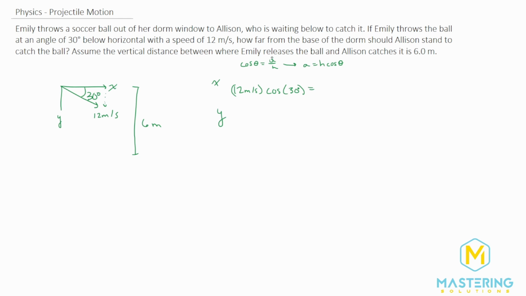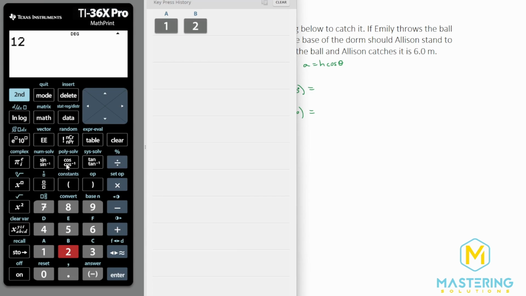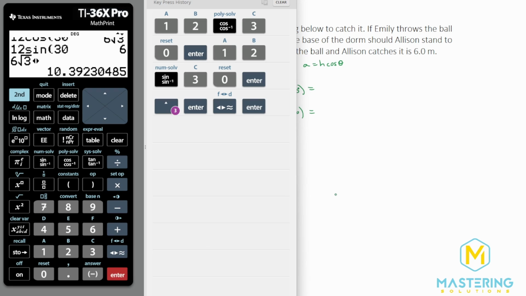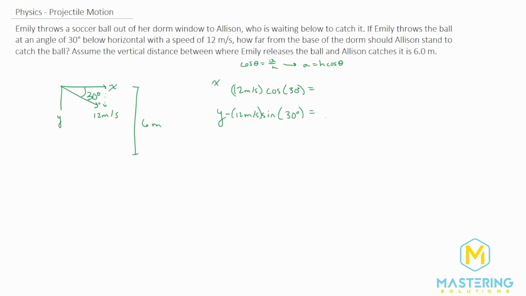The y component will be the exact same math, except that we'll be using sine since it's the opposite to the angle. So it'll be 12 meters per second times the sine of the angle 30. So the x component is 12 cosine of 30, and the y component is 12 times the sine of 30. So we have 6 root 3 and 6, and that is going to be 10.4. The y component will also be negative because we're going in the negative y direction. So negative 6, 10.4 meters per second and meters per second.